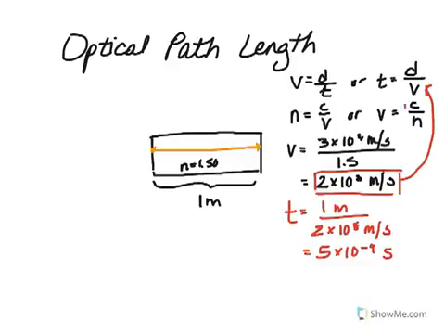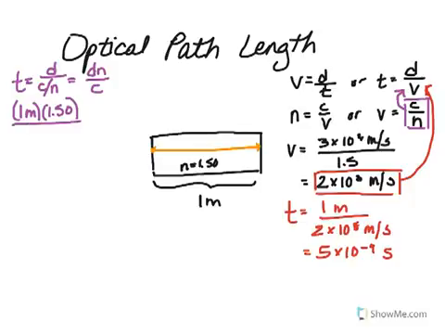You could also take this term that we found is equal to V and plug that into your equation here. And so now we could say that T is equal to D over C divided by N, or if rearranged properly it would be dN over C. And for example here, the distance of 1 meter times the index of refraction of 1.50 divided by the speed of light, 3 times 10 to the 8th meters per second, and you would find the same result for the time of that ray of light to travel through, 5 times 10 to the negative 9 seconds.